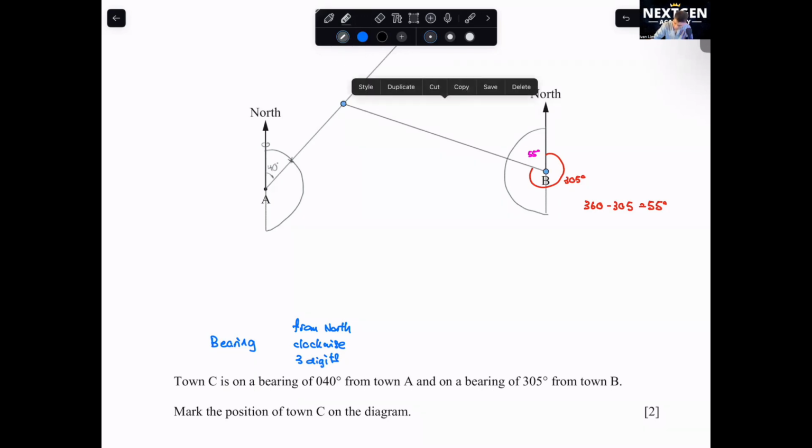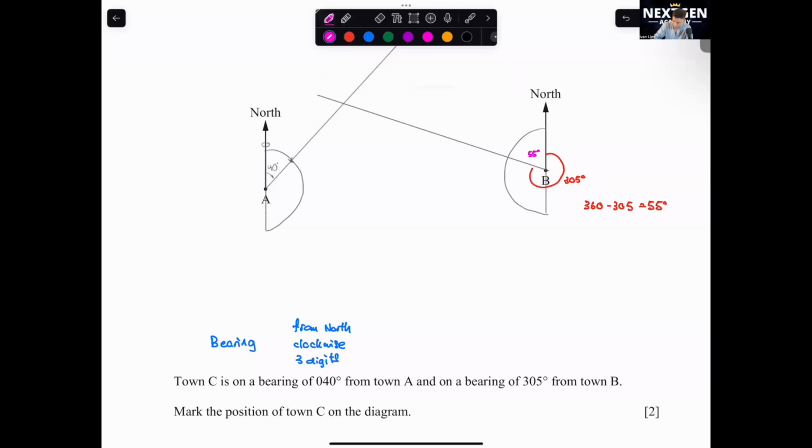I'm just roughly estimating, so you'll go and measure. The zero should be from here. Then wherever the two lines meet, this is your point C.